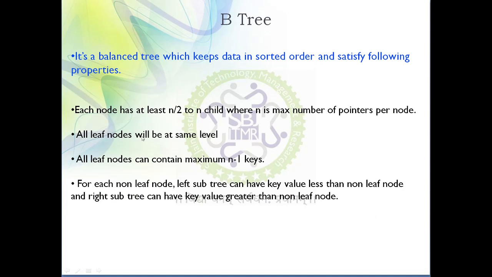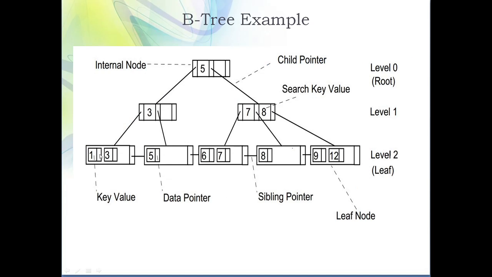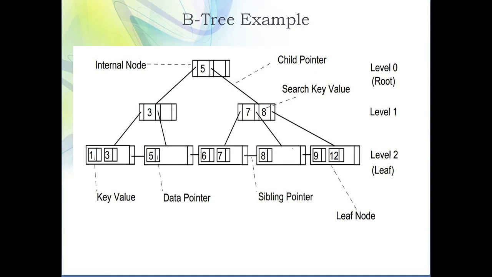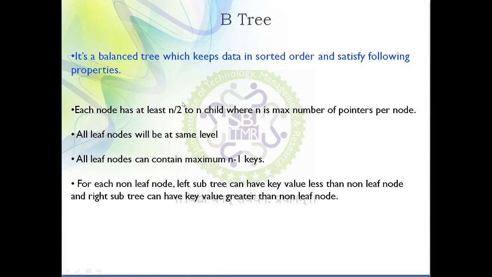Second, all leaf nodes will be at the same level. So here you can observe all the leaf nodes are present at the same level. This is the meaning of this. Next thing is, all leaf nodes can contain a maximum of n minus 1 keys. So I already told you that every node in Btree can hold a maximum of how many keys?